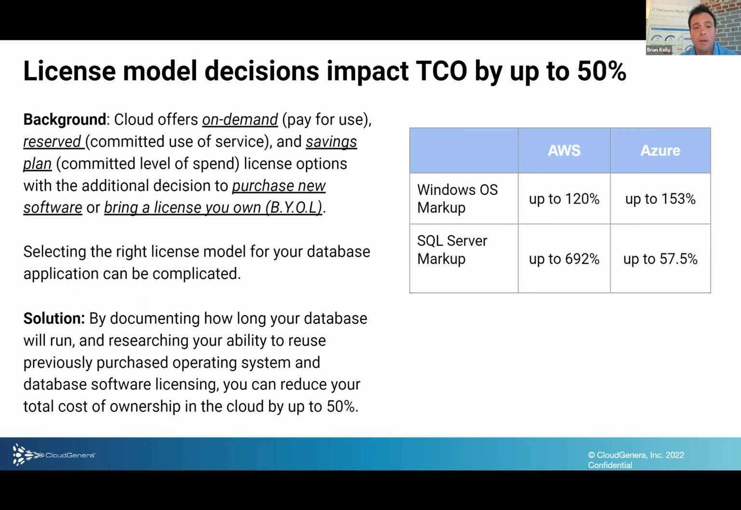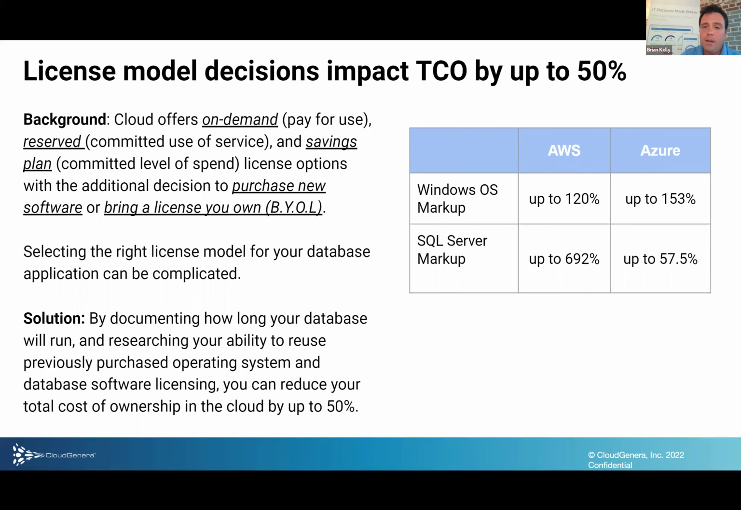By documenting how long your database is going to run, which will help you determine which of those pay for use versus committed use models make sense for you, and researching your ability to reuse either the operating system or the database software licensing, or both, you can reduce your TCO by up to 50% in the cloud.